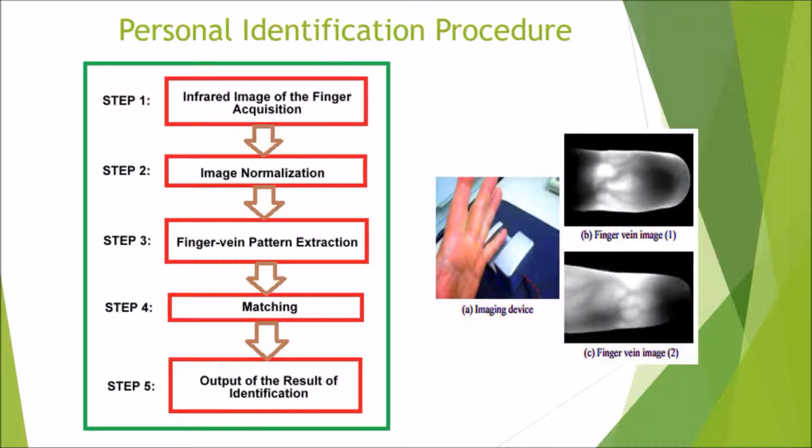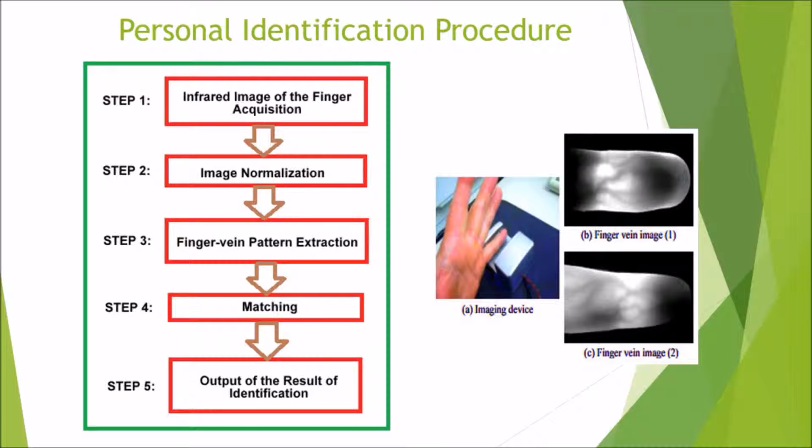Two-dimensional normalization is done using the outline of the finger on the assumption that the three-dimensional location and angle of the finger are constant. Extraction of finger vein patterns. The finger vein pattern is extracted from the normalized infrared image of the finger. Matching. The correlations between the input pattern and all the registered patterns are calculated. Output of the result of identification.